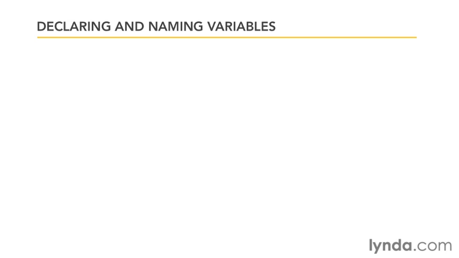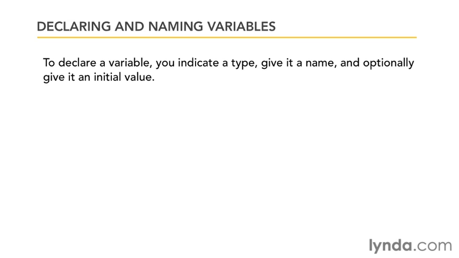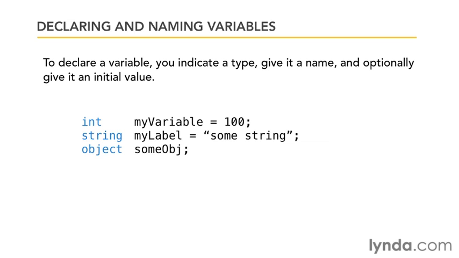So how do you declare and name a variable in C#? Well, let's take a look at that. To declare a variable, you simply indicate a type, and then you give it a name, and optionally, you can give the variable an initial value. So all of these are valid ways of declaring and, in some cases, initializing C# variables.